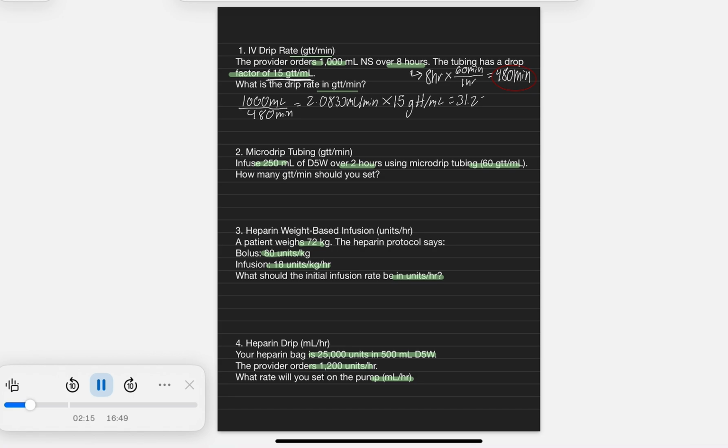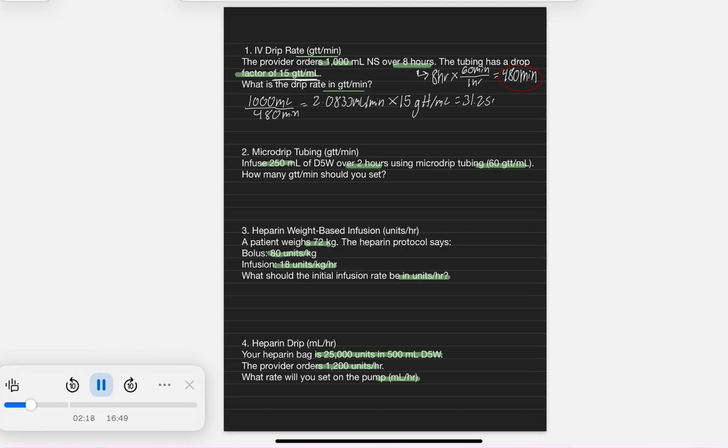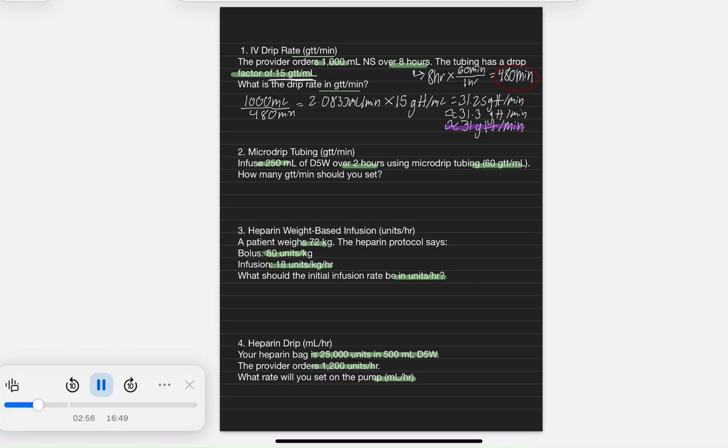Now, don't forget, when we're doing drop factors, unless otherwise stated, you should always be rounding to the nearest whole number. So we have a 0.25. From the 100th place to the 10th place, that would convert to a 3 in the 10th place because that is a 5. Remember, equal to or greater than 5, you're going to round up. But then in that 10th place, because we're left with 3, you're going to round it to 31. It's not going to round up to 32 because that's not equal to or greater than 5. So the final answer for this first question is going to be 31 GTT per min.